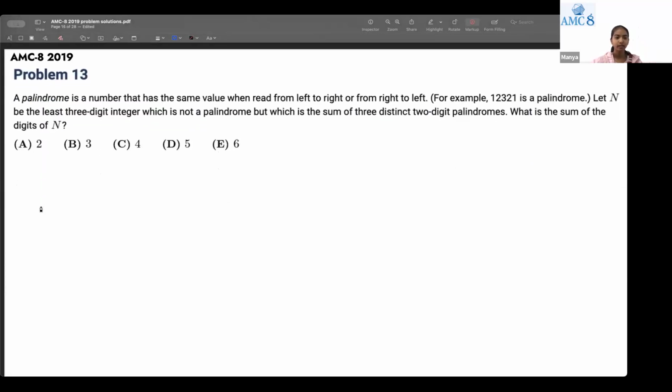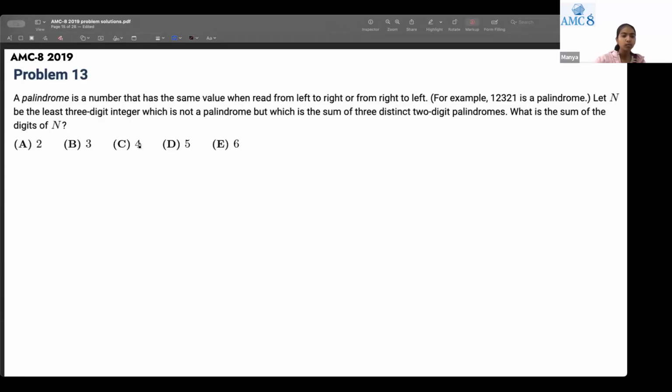Problem number 13. A palindrome is a number that has the same value when read from left to right or from right to left. For example, 1, 2, 3, 2, 1 is a palindrome. Let n be the least 3-digit integer, which is not a palindrome, but which is the sum of 3 distinct 2-digit palindromes. What is the sum of the digits of n?